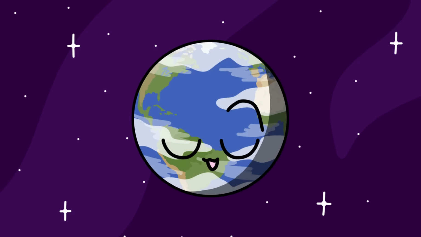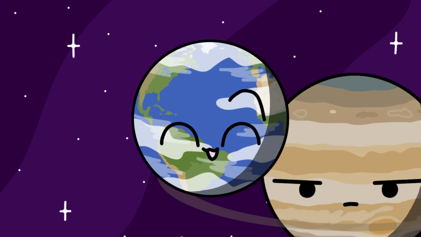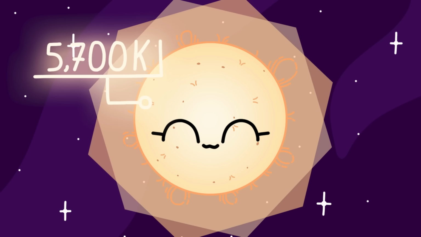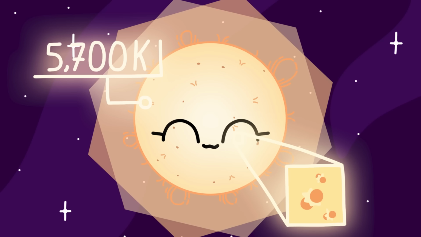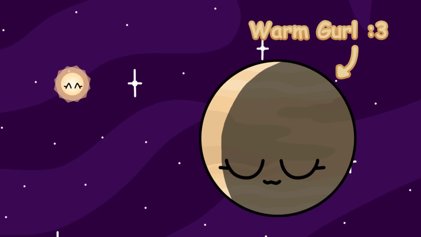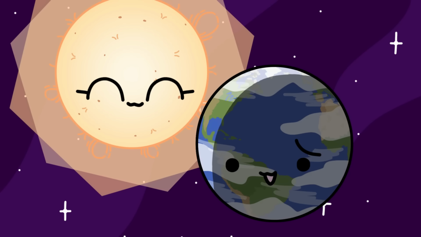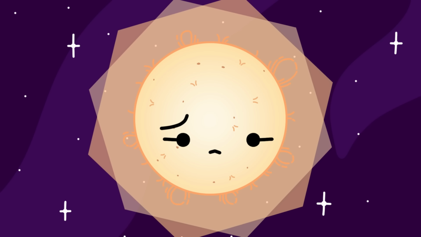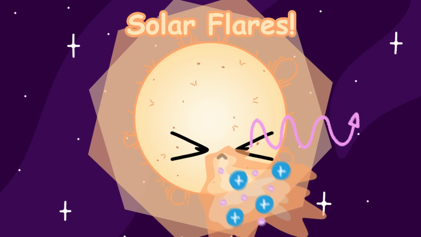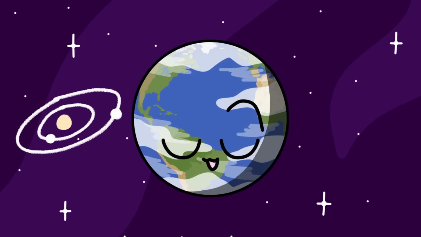For comparison, Jupiter, the most massive planet in our solar system, only represents 0.1% of the mass of the entire solar system. It has a surface temperature of over 5,700 Kelvin and is powered by nuclear fusion happening in its core. Due to the Sun's immense power, all the planets in the solar system are able to receive light and warmth. The Sun isn't always kind to us though. Sometimes it releases powerful bursts of intense high-energy radiation and charged particles known as solar flares. But we all have to thank the Sun for keeping all the planets together with its powerful gravity.